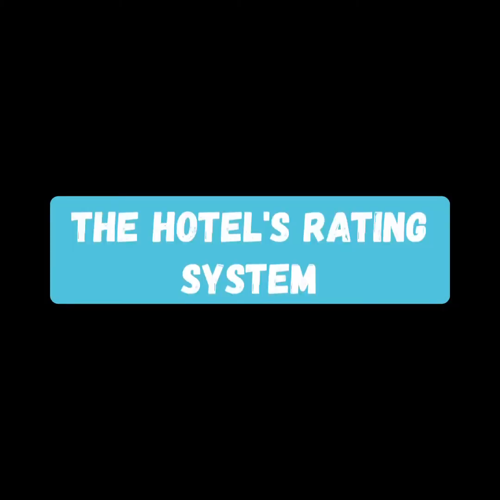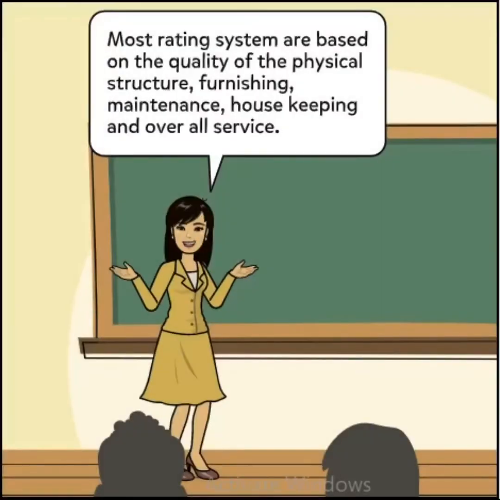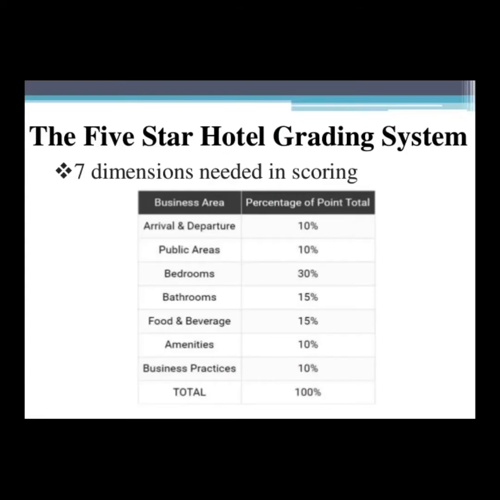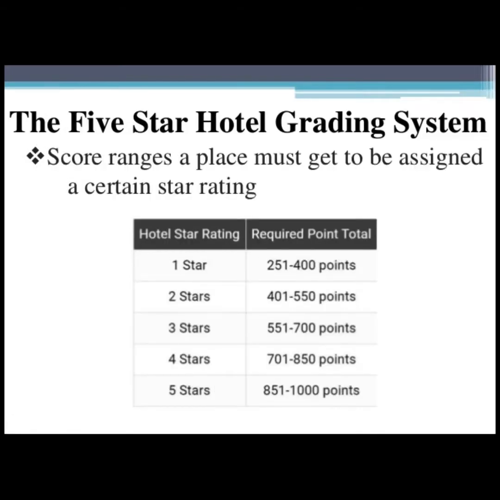Now, we are heading to the rating system. Hotels are rated based on the quality of the physical structure, furnishing, maintenance, housekeeping, and all services. In rating a hotel, there is a grading system which covers arrival and departure, public areas, bedrooms, bathrooms, food and beverages, amenities, and business practices. Each has 10%, with a total of 100%. The hotel can be graded in stars, letters, or dots, but nowadays, stars are being used.